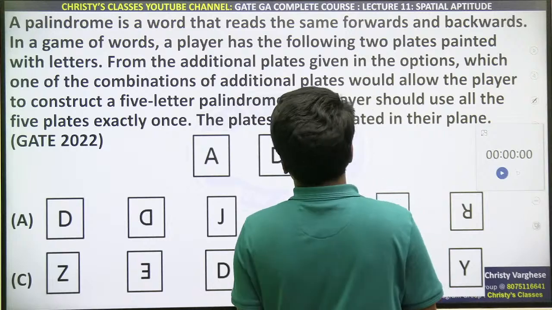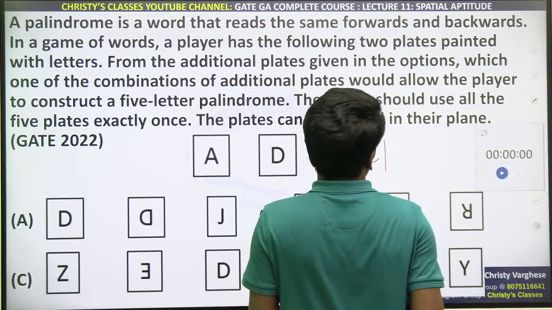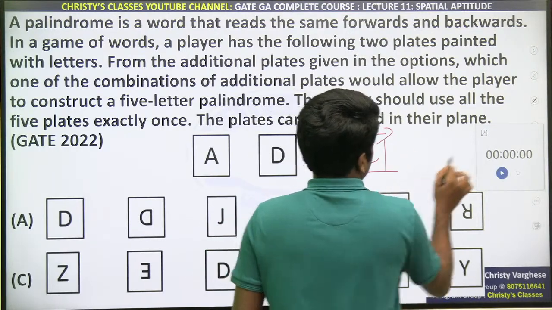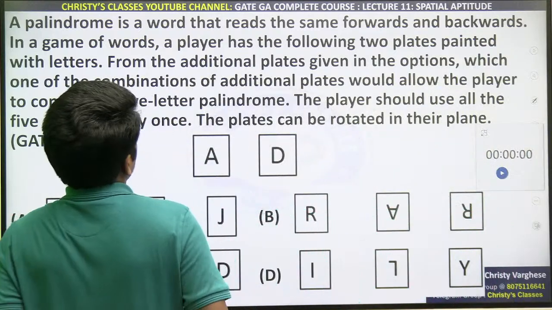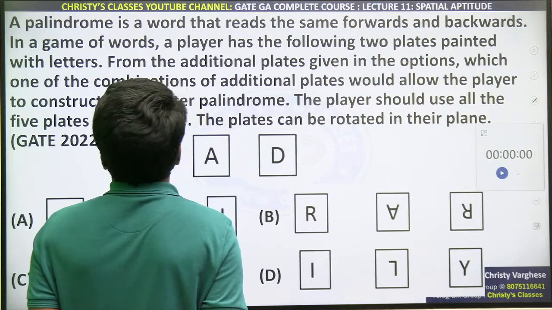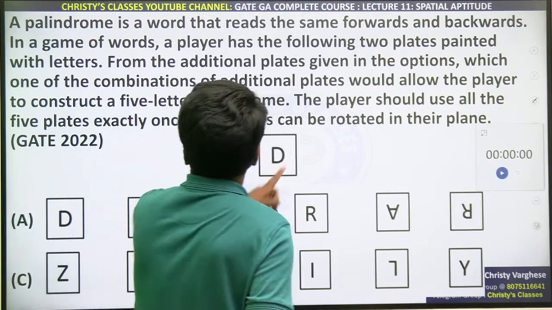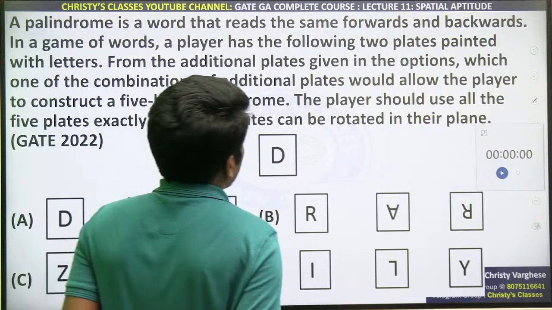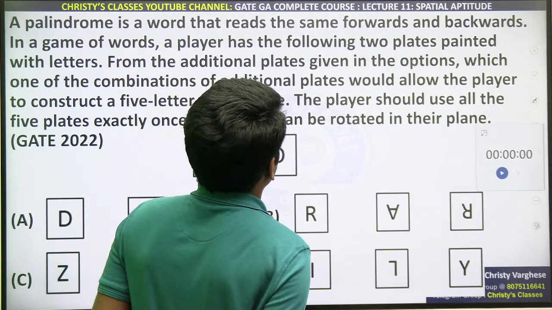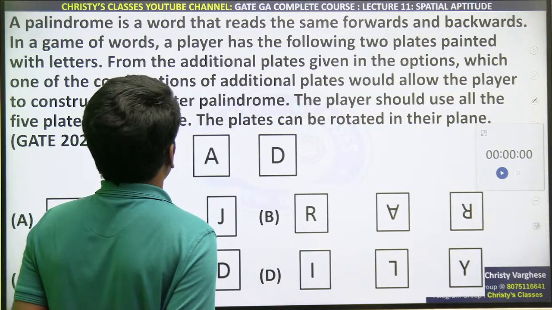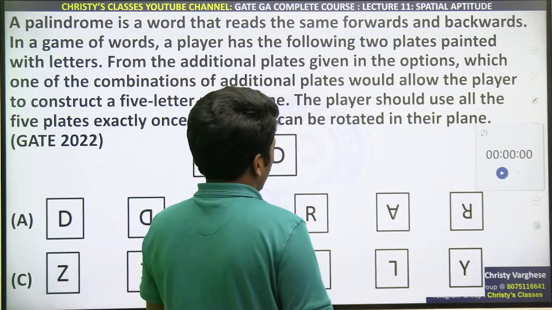Palindromic numbers are also there, like 1, 2, 1, palindromic hai na. Left, right, same hai. So palindromic word chahiye. In a game of words, a player has the following two plates painted with letters. So A and D, S are letters likha hai. From the additional plates given in the options, which one of the following combinations of additional plates would allow the player to construct a five-letter palindrome?